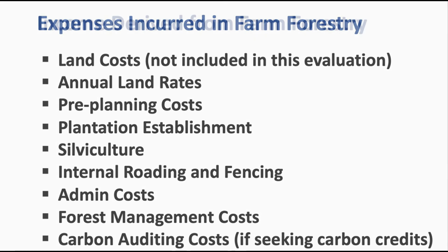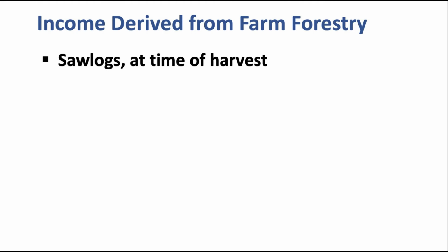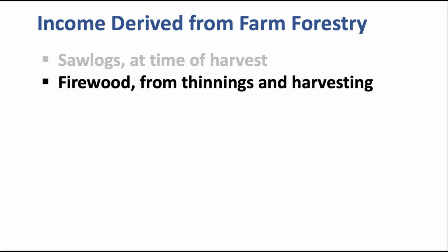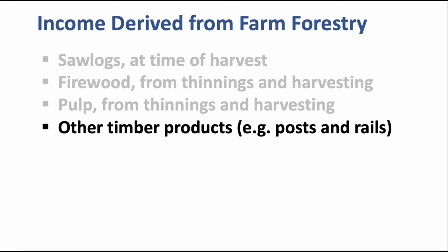As we've said, there is income to be derived from farm forestry as well. And so the ones we've talked about already, saw logs at the time of harvest. It could be firewood from thinnings and from harvesting, and/or pulp from thinnings and harvesting. It really just depends on what the markets are at the time of the thinning and the harvesting. There could also be other timber products, particularly at the thinning stage. There may be markets for posts and rails for local farmers, and a range of other wood products that could be available at the thinning and harvesting stage.